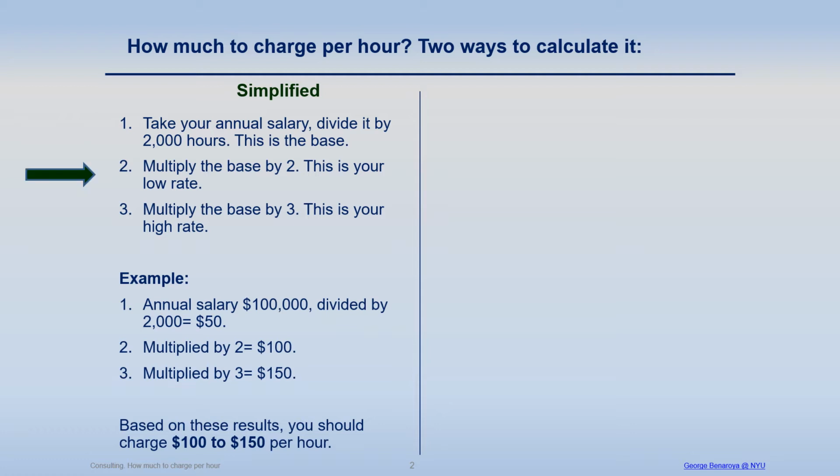Then, multiply the base by 2. This is your low rate. Then, multiply the base by 3. This is your high rate.